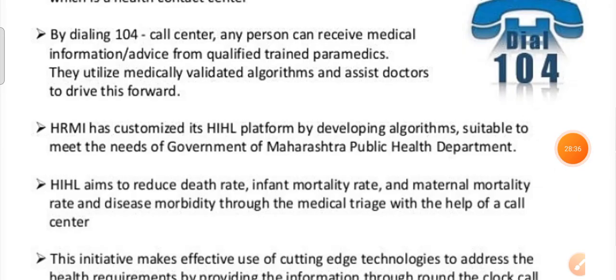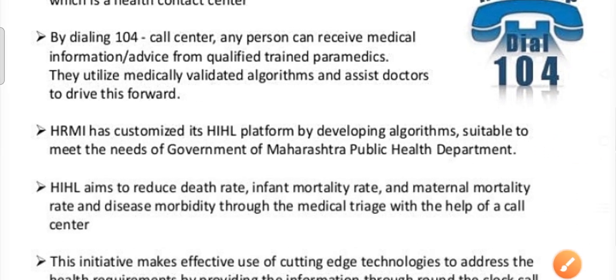Next one is the 104 services. What type of services are provided by dialing 104? By dialing the 104 call center, any person can receive medical information and advice from qualified, trained paramedics. They utilize medically validated algorithms and assist doctors to drive this forward. HRMI has customized its platform by developing algorithms suitable to meet the needs of the government. These are all things you need not write actually. But this one point you can write, ma. So here the main point is this one, you can write it.